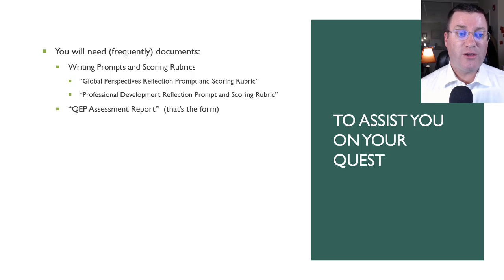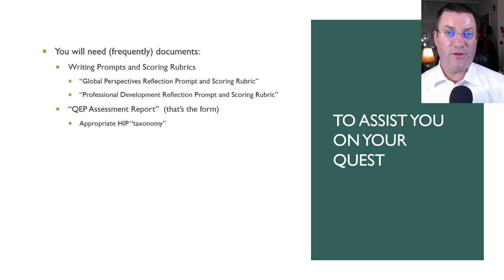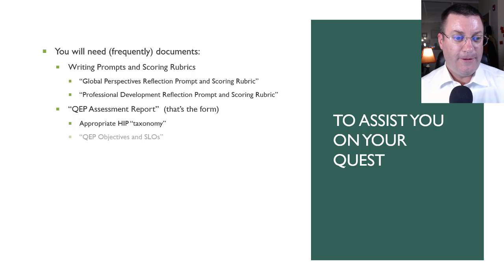You are probably going to want the QEP Assessment Report, and that's the form. And you'll just download that and use it like a template, fill it out, and submit it. So you're going to need that form frequently. You may need the appropriate HIP taxonomy. So if you're doing undergraduate research and you're not sure if it's a first-year level HIP or a developing HIP, you might want to get that taxonomy, score it, and see where it falls. You're probably going to want the QEP objectives and SLOs just to help you clarify what it is we're aiming at and to clarify what it is you want to be teaching in your courses so that we're developing those objectives the way we want to.